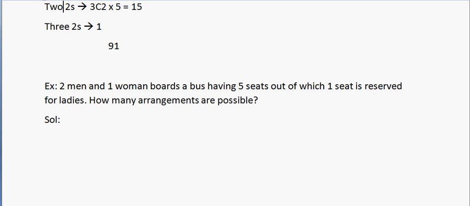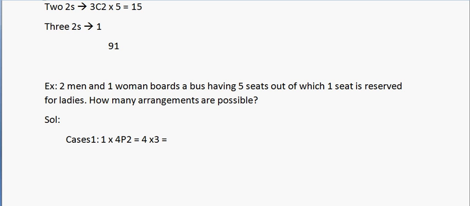So let's see how to do it. 2 men and 1 woman board a train which has 5 seats, and 1 seat is reserved for ladies, right? So there can be 2 cases. Case 1 is when the woman sits on the seat reserved for ladies, right? So she can sit in one way, and the men can arrange themselves in how many ways? Remaining seats are 4 and 2 men are left, so 4P2, which is 4 into 3, equal to 12 ways.